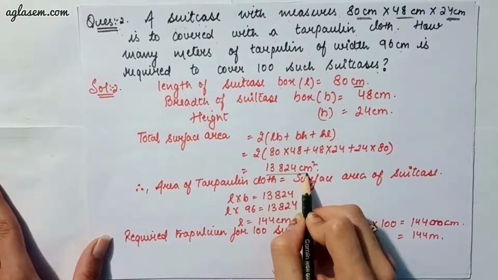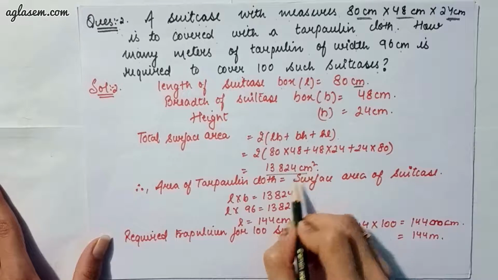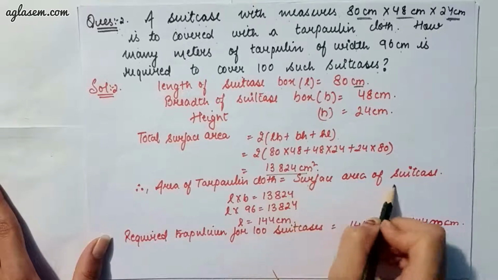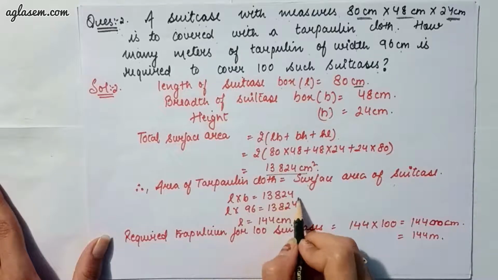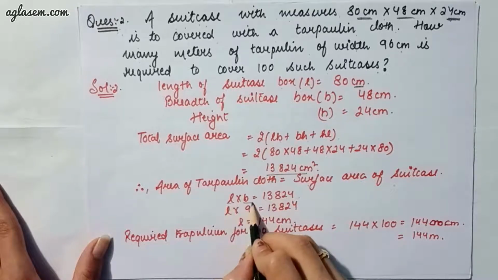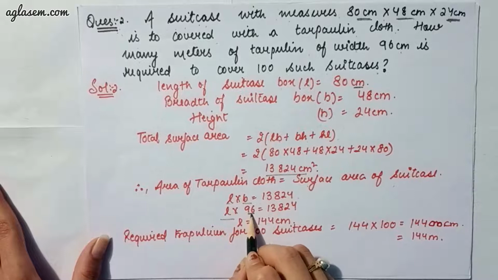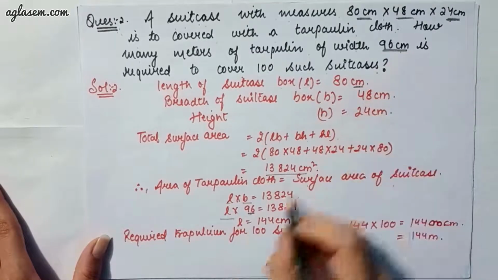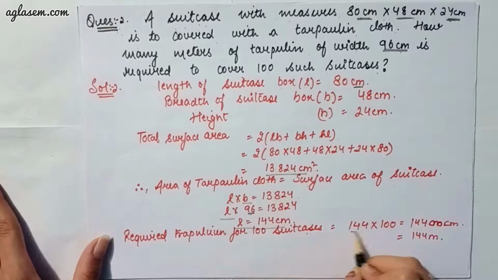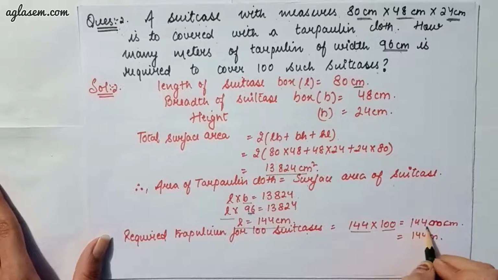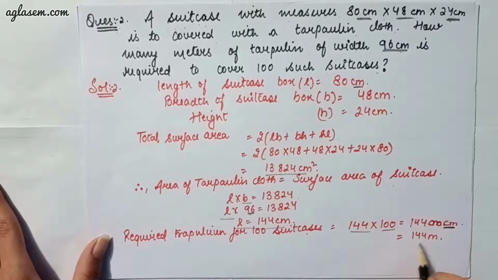Now we have to find the area of the tarpaulin cloth. The area of tarpaulin cloth is equal to the area of the suitcase, that is L into B, which equals 13824. The length is not given to us, but the breadth is given, that is 96. So by applying this, we can find the length as 144 centimeter. The required tarpaulin for 100 cases will be 144 into 100, which gives us 14400 centimeter. Now turning centimeter into meter, we get 144 meter.